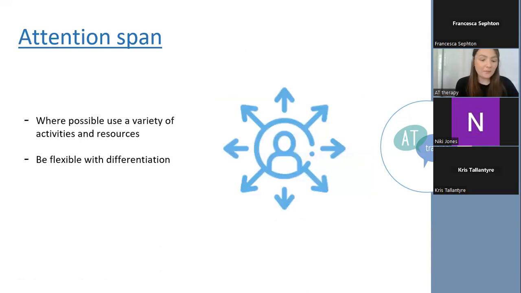So, attention span. Incorporating various activities and resources is essential to promote and sustain attention span effectively. These can include tools like iPads, laptops, outdoor learning, hands-on experiments, interactive learning through play and engaging storybooks.